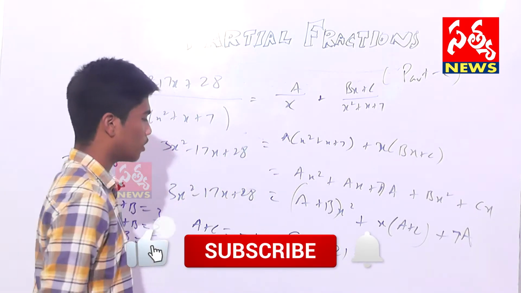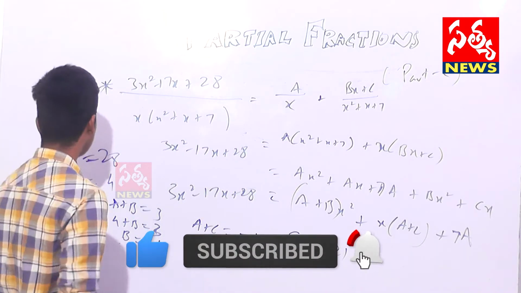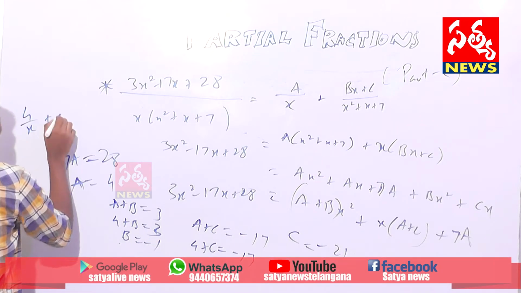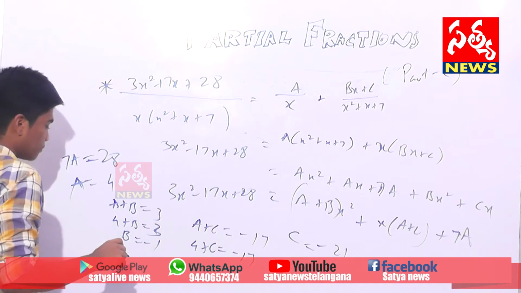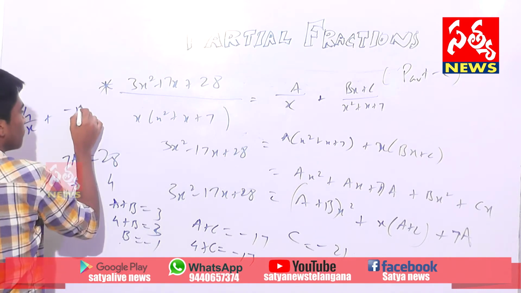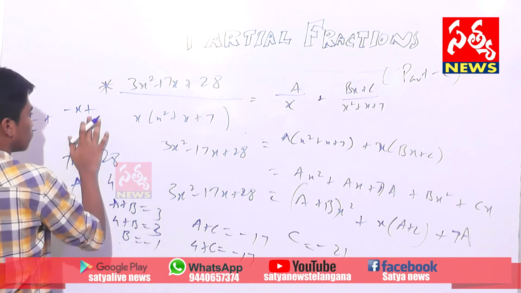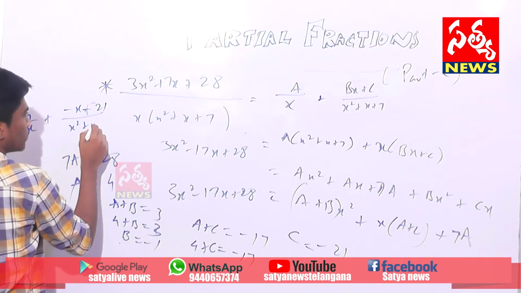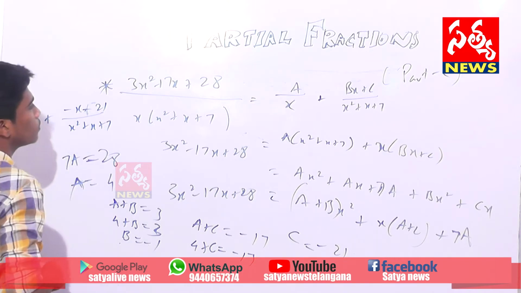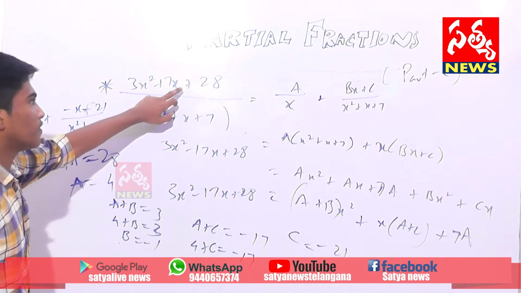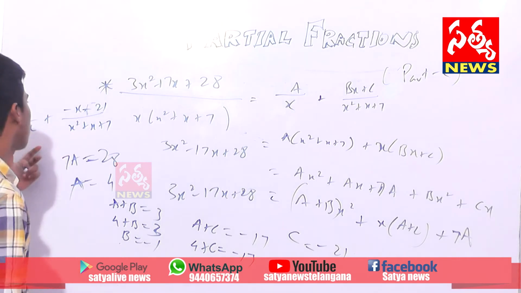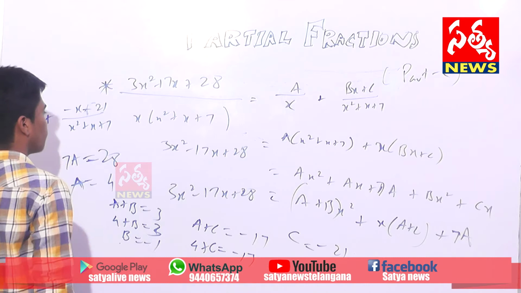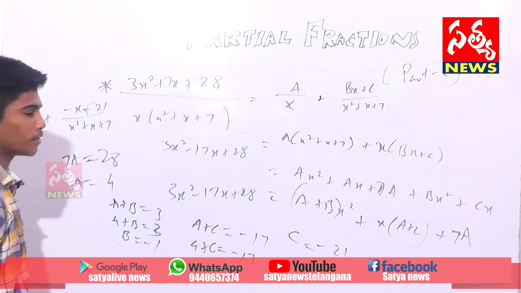So we have got all the values of A, B, C. Now what is the equation? A is 4 by x, plus B is minus 1, that means minus x, plus, so here also minus 21 by x square plus x plus 7. So the numerator 3x square minus 17x plus 28 can be written as 4 by x plus minus x minus 21 by x square plus x plus 7. Got it?